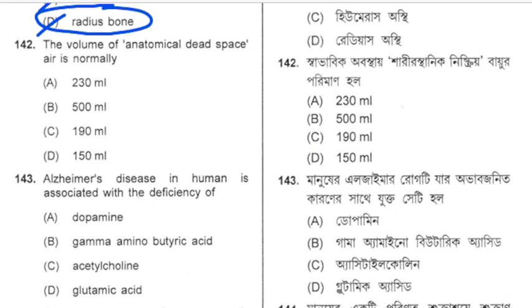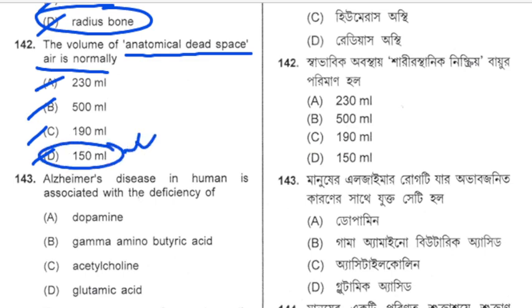The volume of anatomical dead space of air is normally. The anatomical dead space যেটা মানে শারীরস্থানিক যে নিষ্ক্রিয় বায়ুটা সেটার পরিমাণটা কত? 230 ml, 500 ml, 190 ml, or 150 ml. So anatomical dead space air volume is 150 ml.